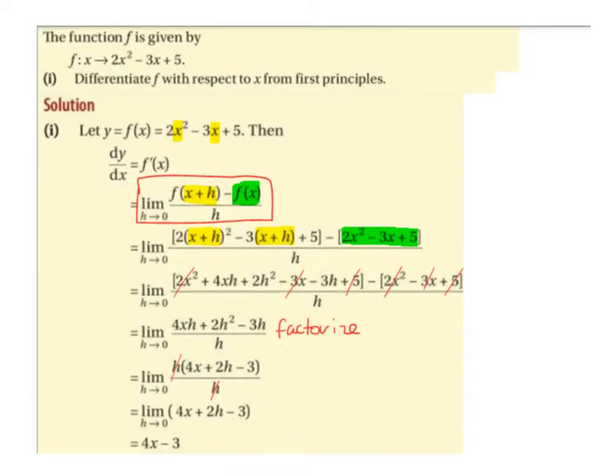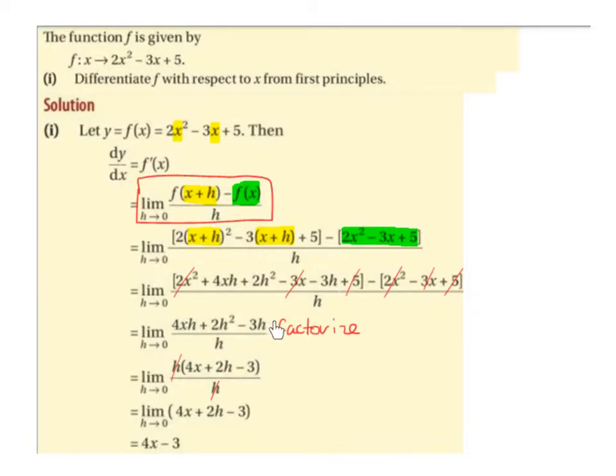So again, at this point, if you want, you can multiply the minus into the brackets, or you can just start to simplify. So 2x squared and minus 2x squared will cancel. Minus 3x and minus 3x, which is plus 3x, will cancel. And plus 5 and minus 5 will cancel. So we're left with 4xh plus 2h squared minus 3h, all divided by h.